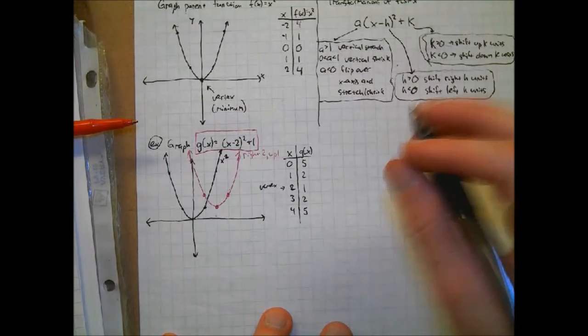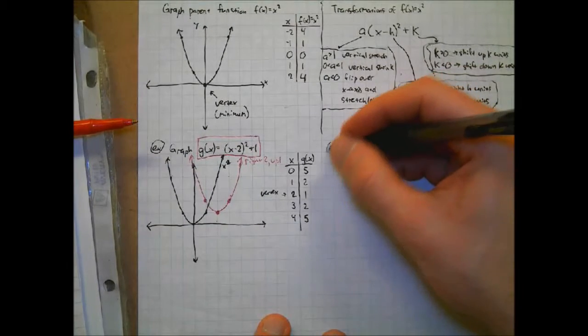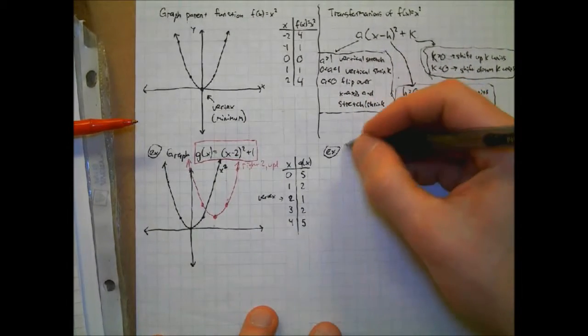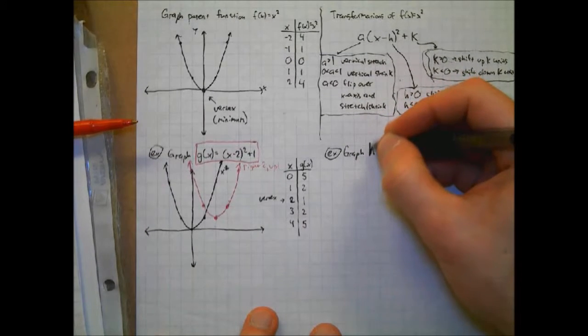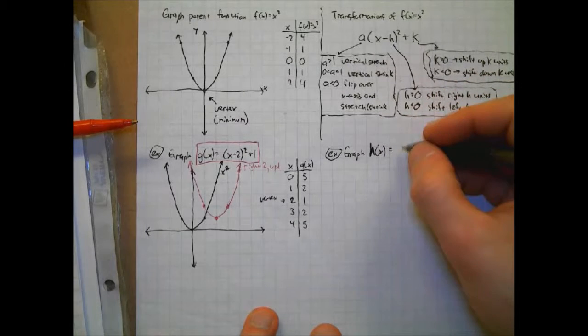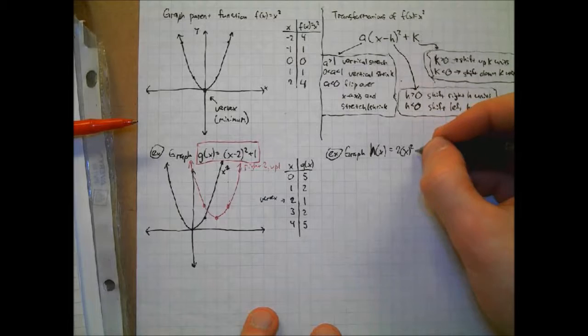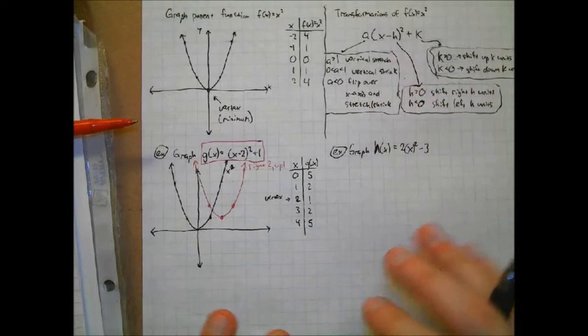All right, next, we're going to graph h of x equal to 2x squared minus 3.